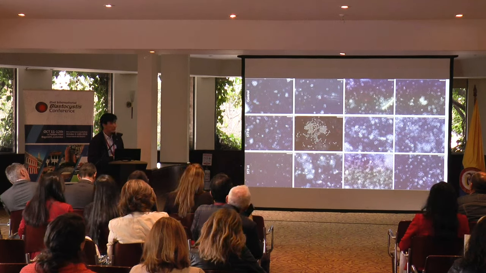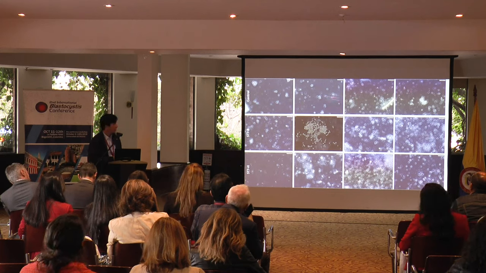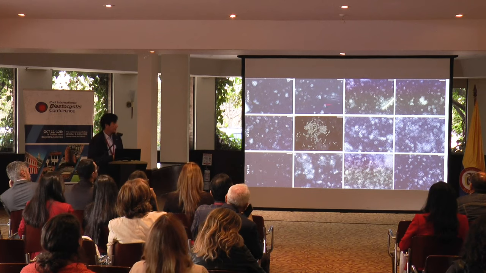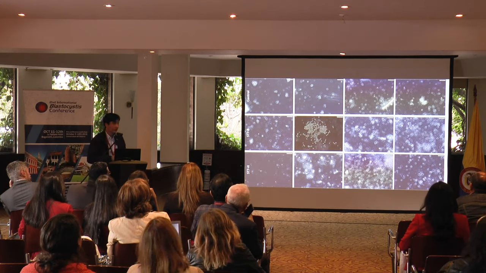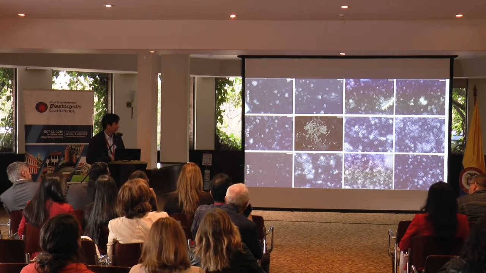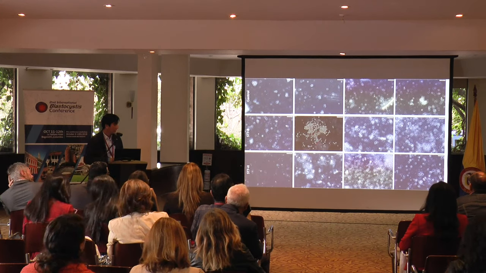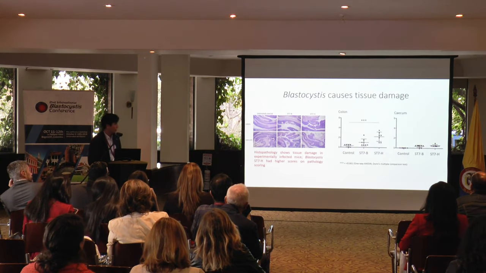In the control, which is not supposed to have any blastocystis, we found these round structures here, which look like blastocystis. But when I did the PCR, they were negative. So they were other debris and other organisms. But these are indeed blastocystis here. Okay, and then we did the histology.